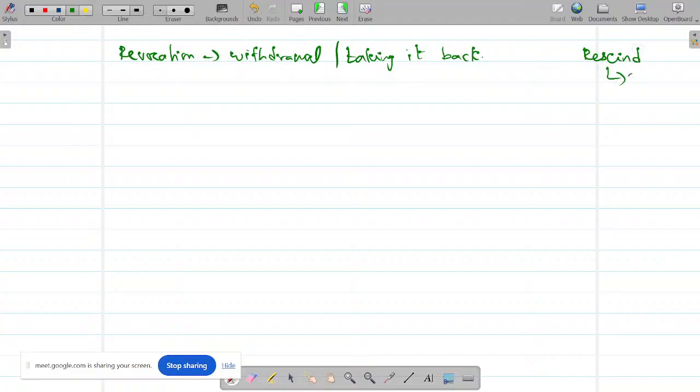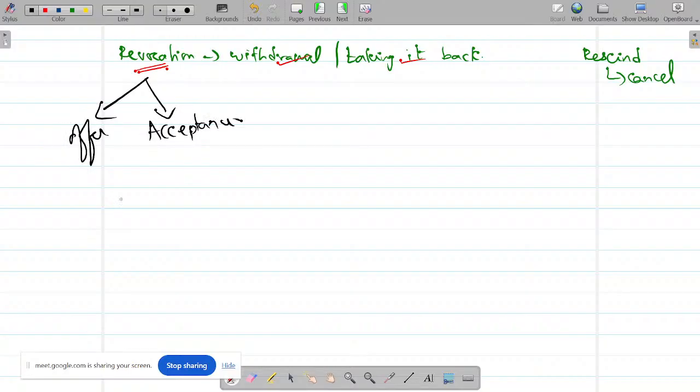Rescind means you use it with the word cancelling. Rescind means cancel. Here, when we say withdrawing or taking it back, it's what you call revocation. See, you give something and take it back. That's what revocation is. It's a normal term we use in most cases. Revocation can be discussed for both offer and acceptance, to discuss whether revocation of offer or revocation of acceptance is valid.